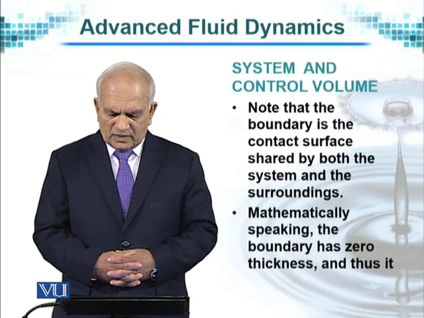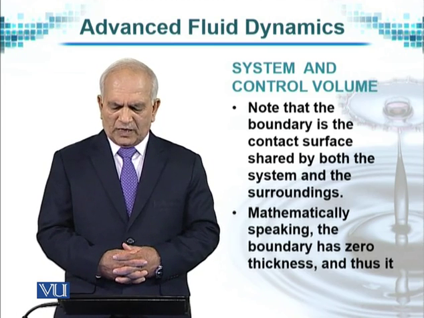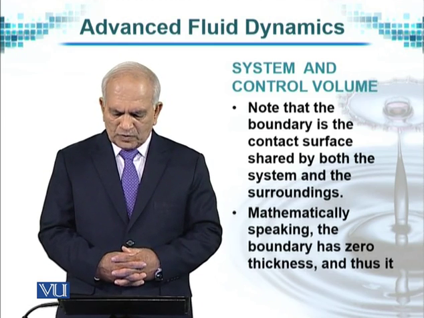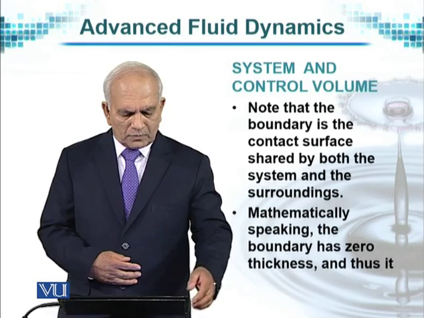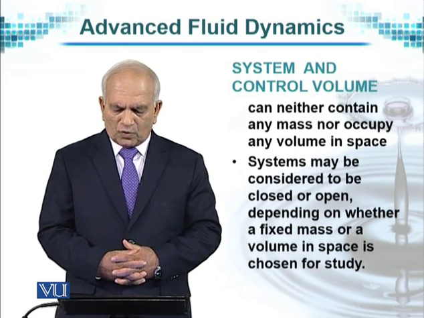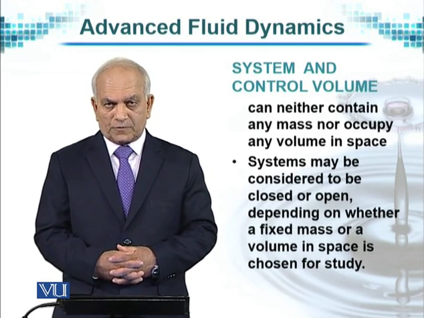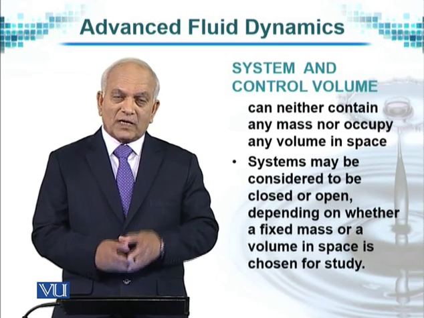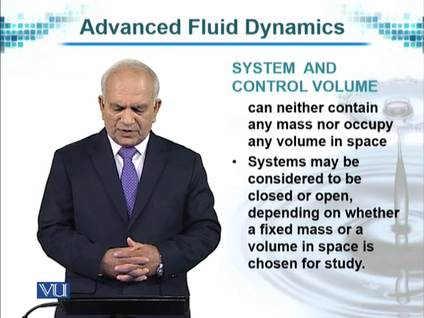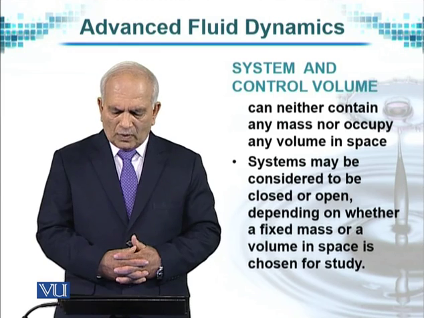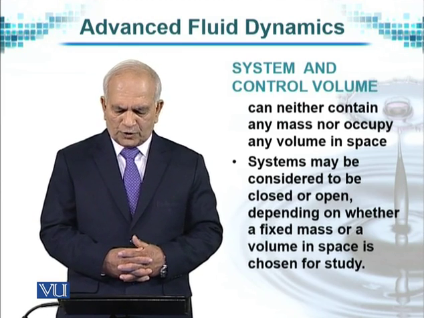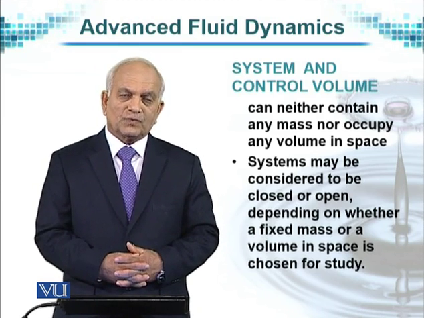Note that the boundary is the contact surface shared by both the system and the surroundings. Mathematically speaking, boundary has a zero thickness, and thus it can neither contain any mass nor occupy any volume in space. But still, we are imagining a boundary that is there. So a system may be considered to be closed or open depending upon whether a fixed mass or a fixed volume in space is chosen for study. This is very important.